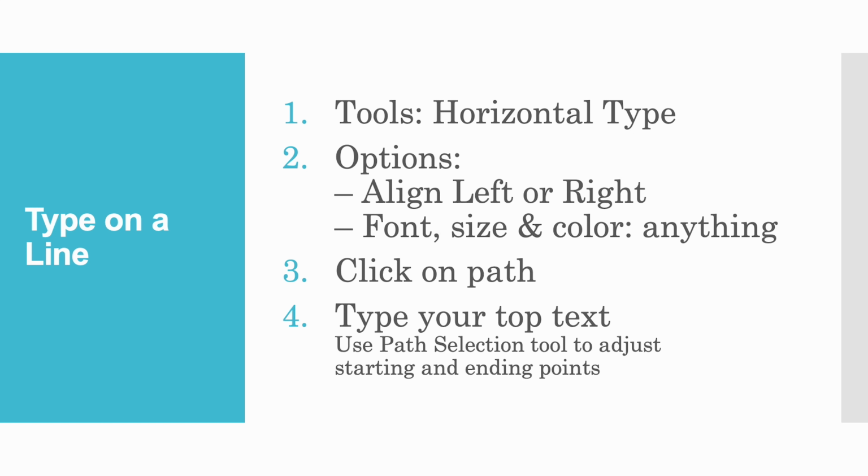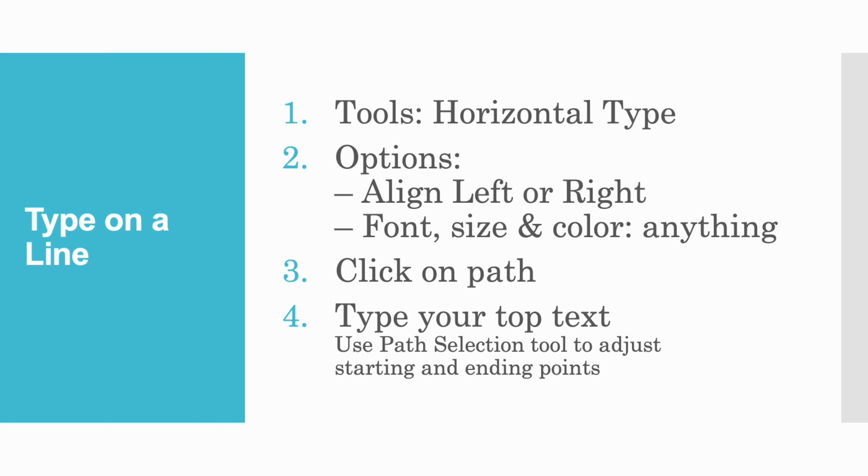We're going to choose the horizontal type tool, and we'll set our options, align left or right. Depending on where you want to click on the line to start typing, that will vary. So if you want to start typing on the left side of the line, and that's where you want your text to start flowing from, click there. Otherwise, align right, and you can click on the right side of the line.